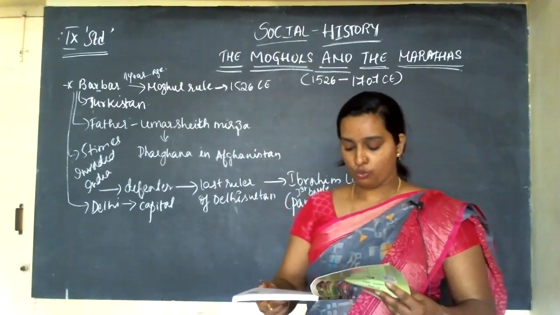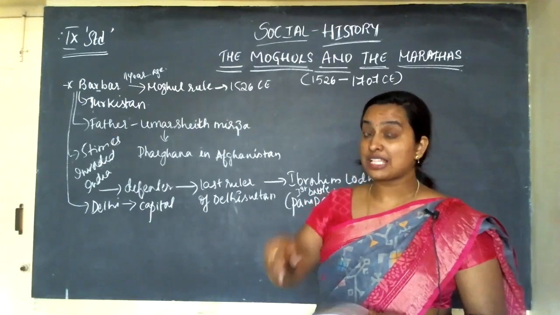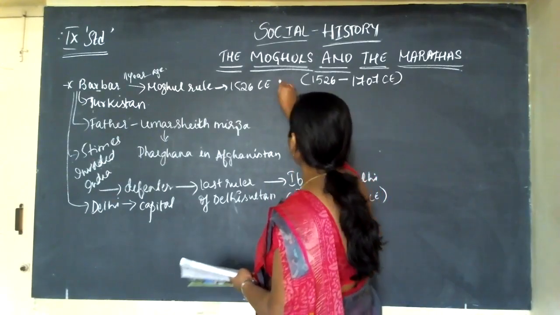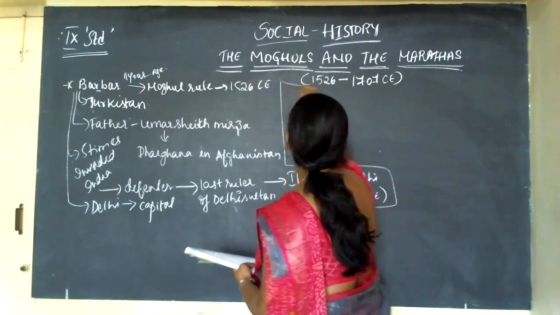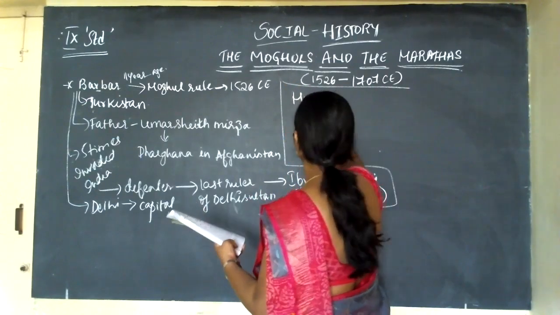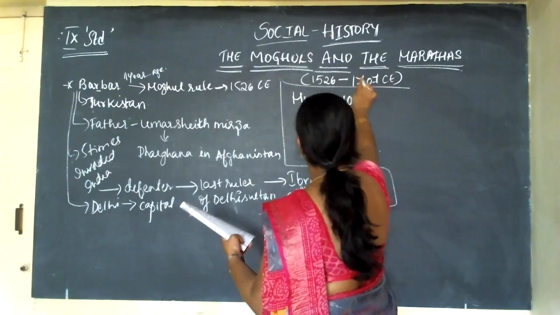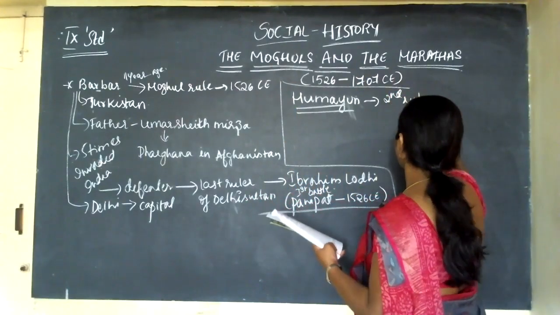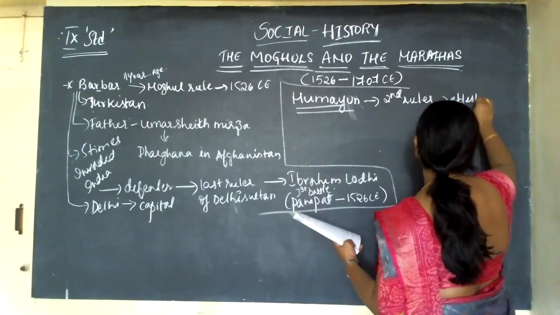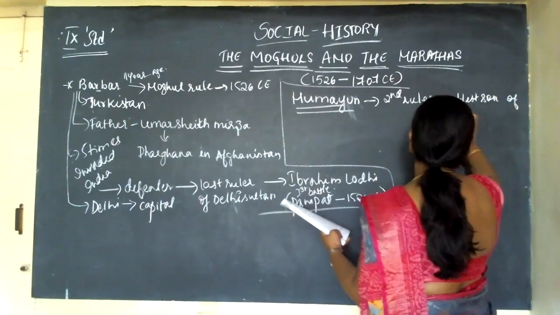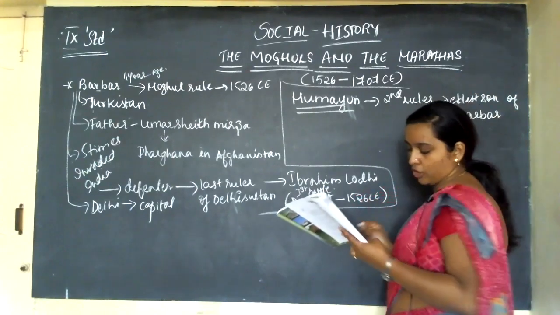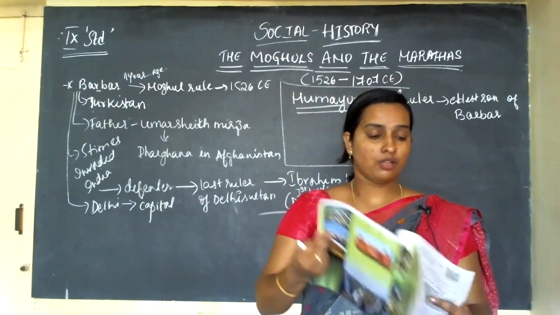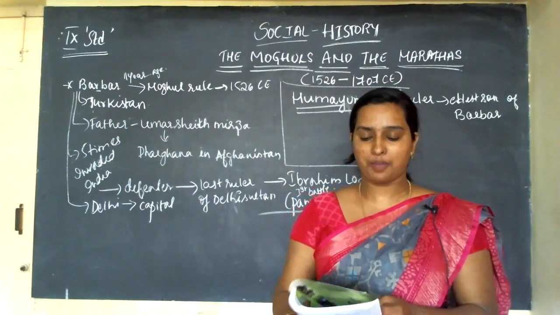Next comes Humayun, the second king of the Mughal dynasty. Who was he? He was the second ruler of the Mughal dynasty, and he was the eldest son of Babar. Humayun was the eldest son of Babar. Got it? And he had faced many tough problems when he came to power in 1530 CE.